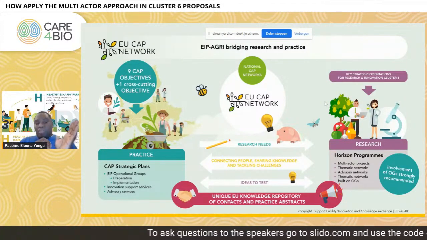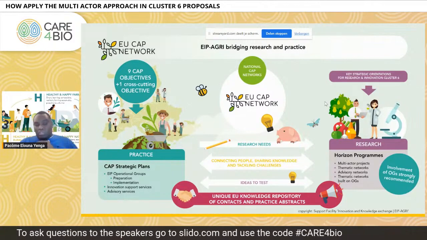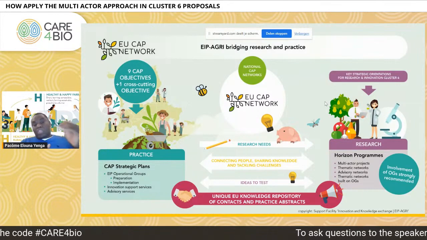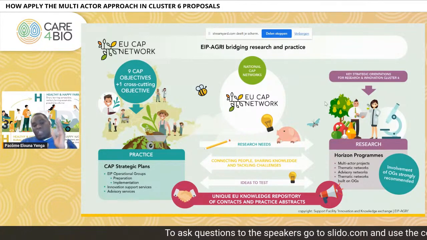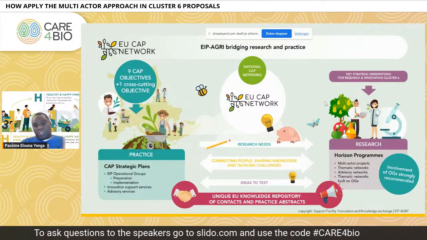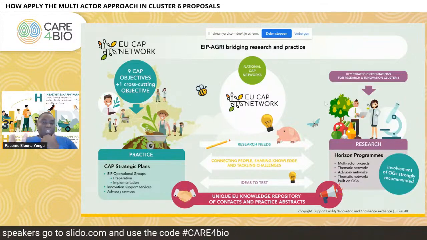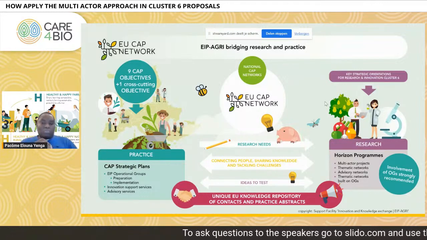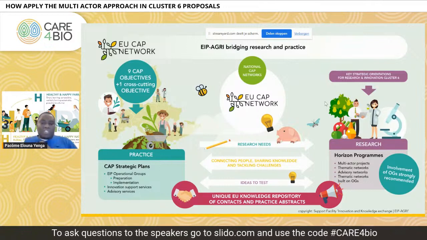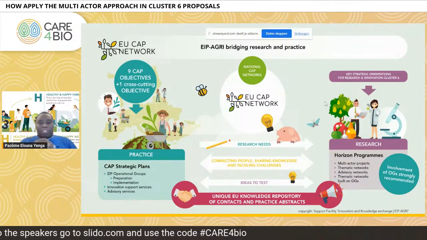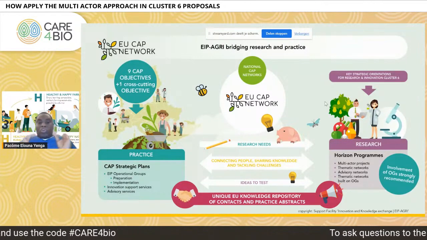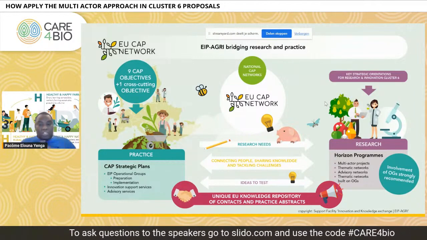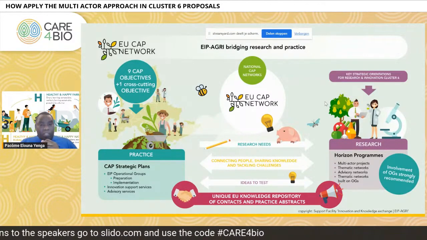on one side, you have the CAP with the 9 specific objectives plus the cross-cutting one on innovation and knowledge exchange, where operational groups are active, and that is through the CAP strategic plans. Through the CAP strategic plans, everything that is linked to operational groups is covered. And on the research part, mainly Horizon programs, you have all those multi-actor projects, the thematic networks, and the new advisory networks, the EIP operational group thematic networks. So you have those two components. On one side, the operational groups, and on the other side, the different research projects.